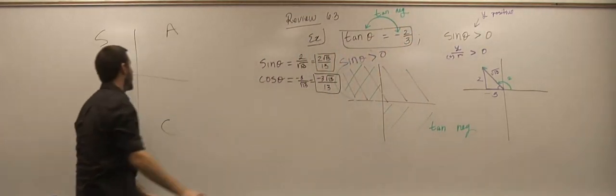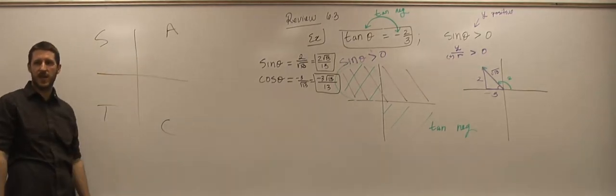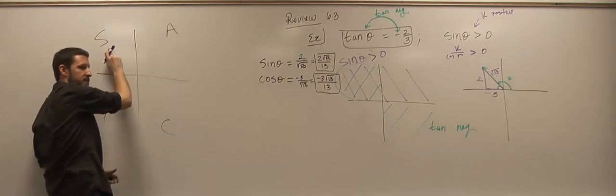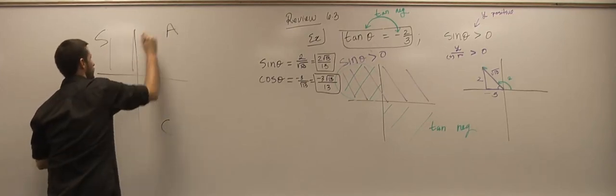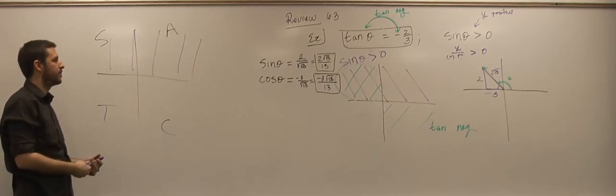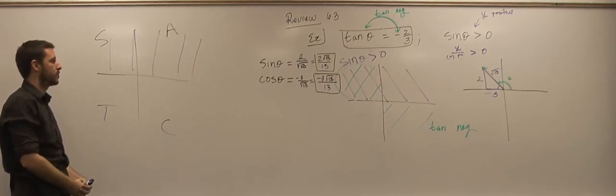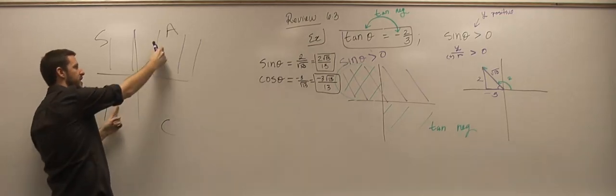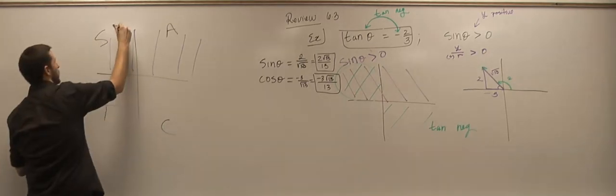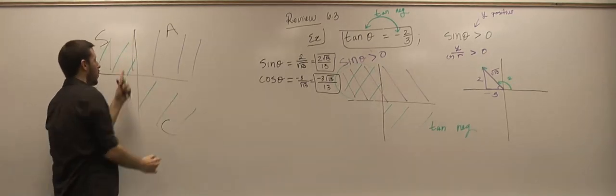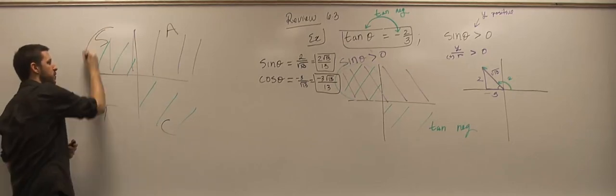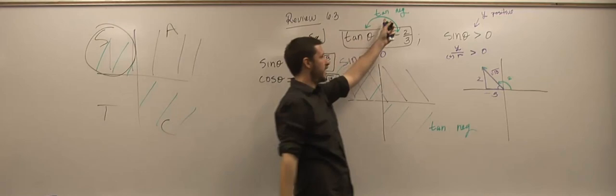So start with sine is positive. Where is sine positive? Quadrants 1 and 2. All are positive here, sine is positive here. So these are your options according to sine is positive. Where is tangent negative? 2 and 4. Tangent's positive here, tangent's positive here, so it must be negative here and here. So why did I select this quadrant? It's the only one that fulfills both needs: tangent negative, sine positive.